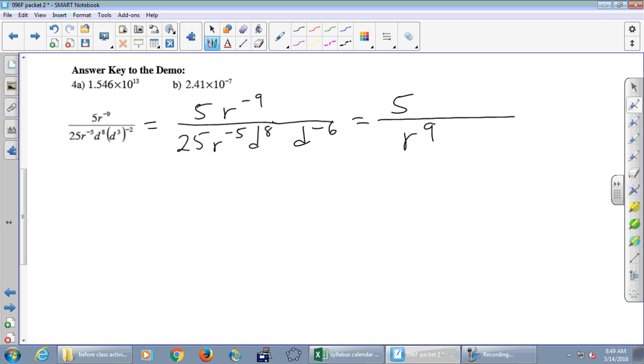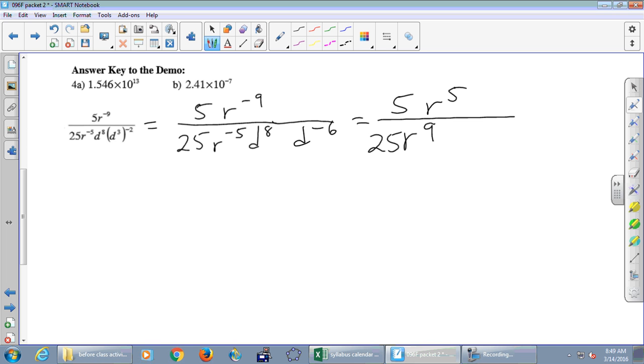Going downstairs, there was a 25. Does it move or stay? Stays. 25 there. R to the -5. Move or stay? Move, and it moves up. It was down. It moves up and becomes R to the 5th. That's all you do. You see a negative exponent, you move it, and you make it a positive exponent. That's it.